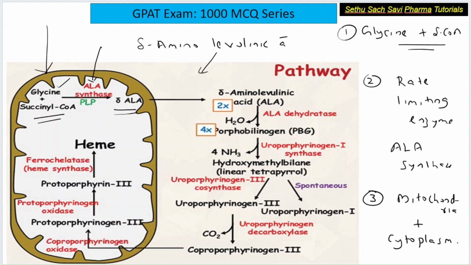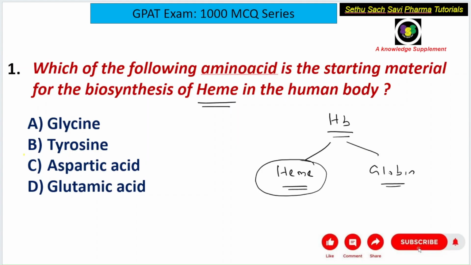So which amino acid is the starting material? The answer is the simplest amino acid, glycine. So the correct answer for this question is heme is biosynthesized from glycine. Now you look at the choice B. This tyrosine is the precursor for which all important compounds in the body? Yes, noradrenaline. Tyrosine is the starting material for noradrenaline, adrenaline, dopamine. Okay, so remember, tyrosine is the precursor for the catecholamines or the neurotransmitters like adrenaline, noradrenaline, and dopamine, whereas glycine is the starting material for the synthesis of heme in our body.